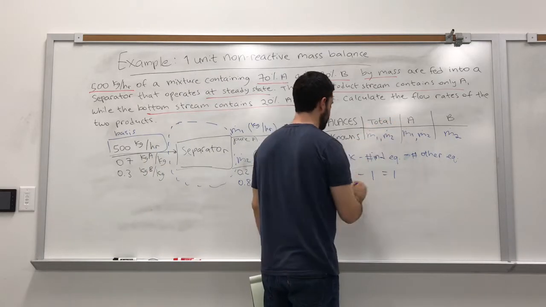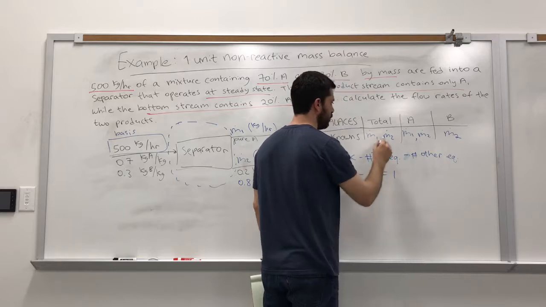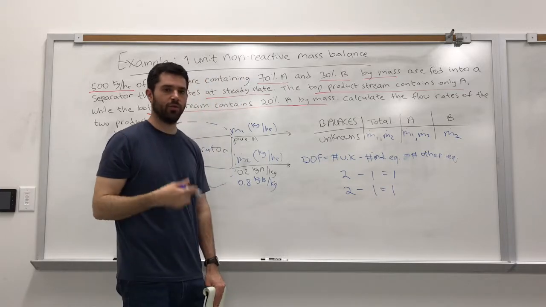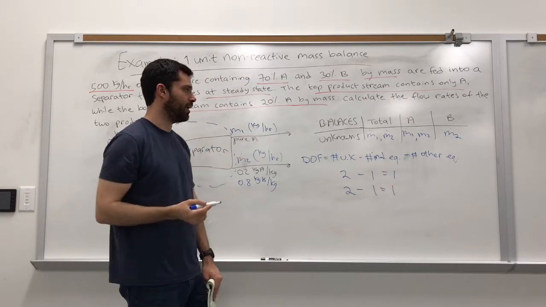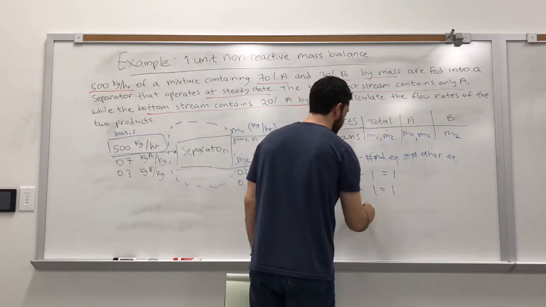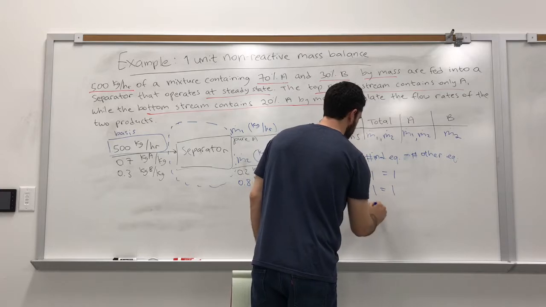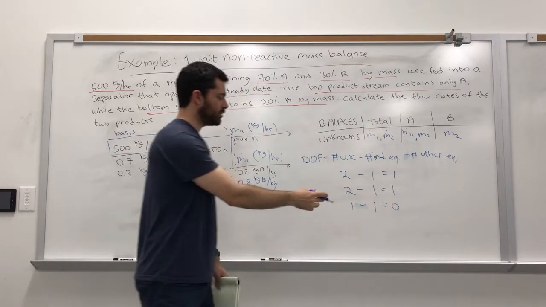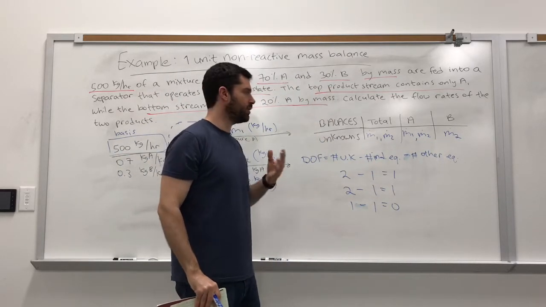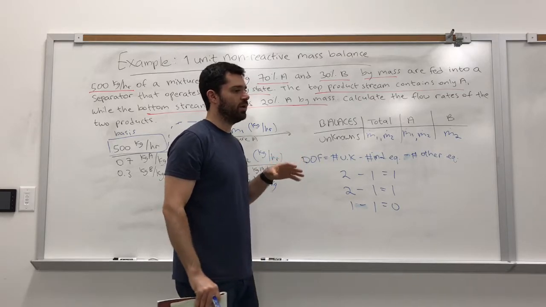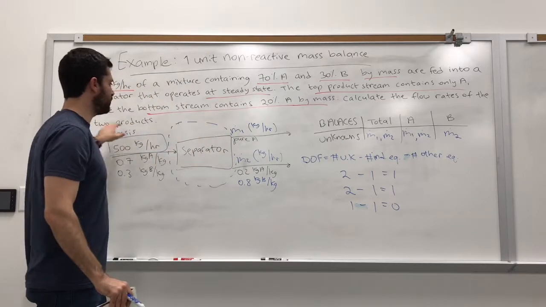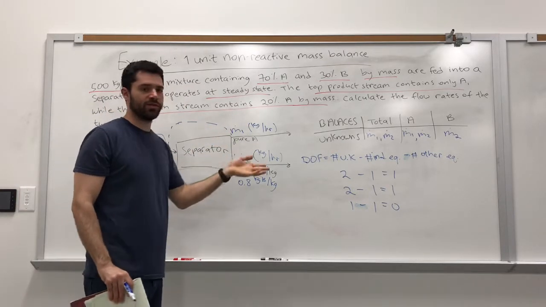For A, we have the same case. We have two unknowns, M1 and M2, and we just have A. So again, we can't solve the whole problem just by doing a balance on A. On B, we have one independent equation and one unknown. So in that case, we'll be able to solve that equation, and that'll give us M2. So when you're doing this degree of freedom analysis, you're looking for the simplest way to start. You want to map out. The question asks us to calculate the flow rates of the two products, which are M1 and M2.